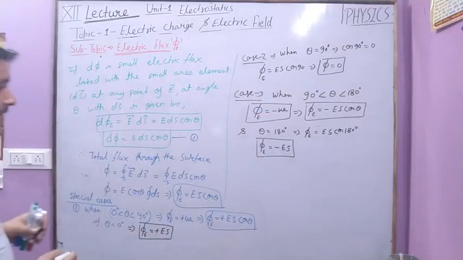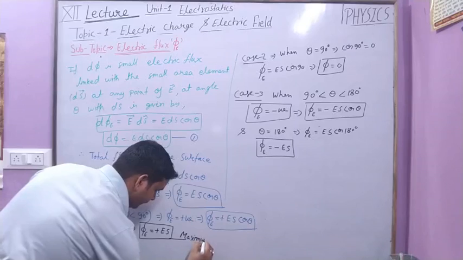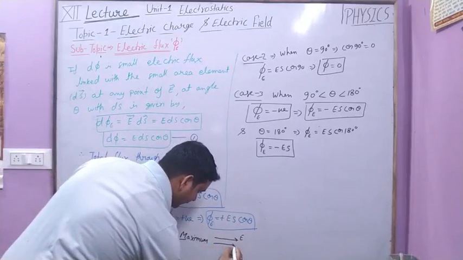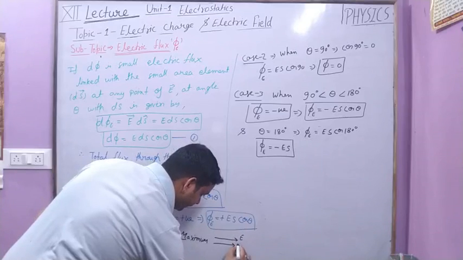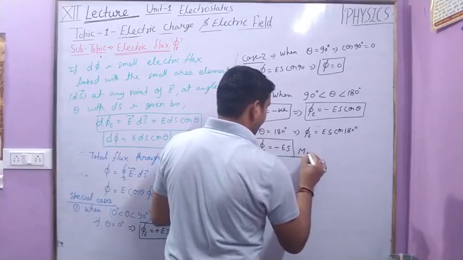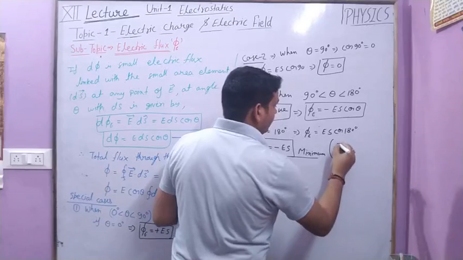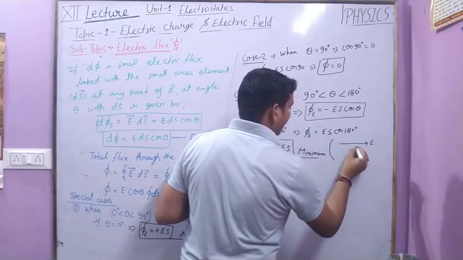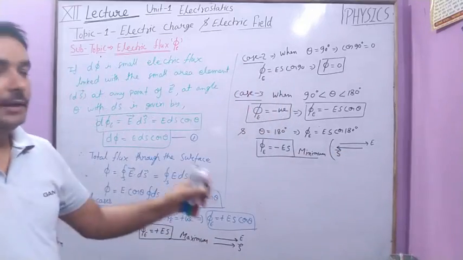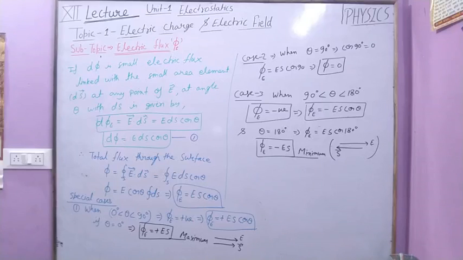Now students, this value is maximum when the electric field and area vector are both in the same direction, and for this case you will get the value of phi as minimum when the electric field and area vector are parallel to each other but opposite in direction, which means in the anti-parallel case the value of electric flux is negative.